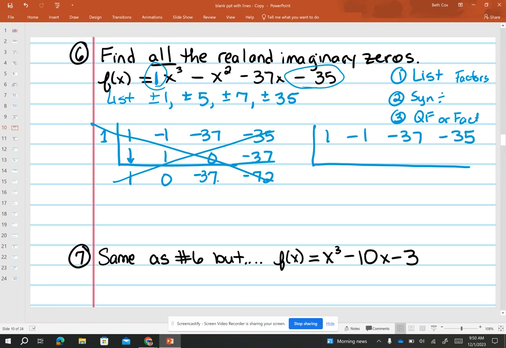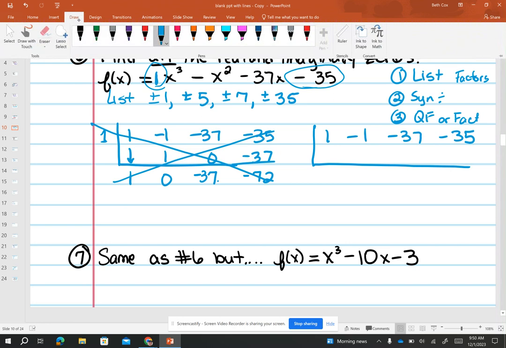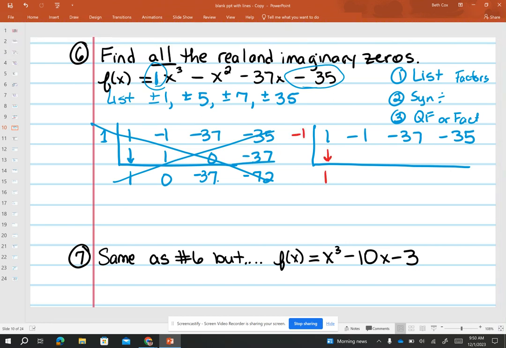I'll do it again. And this time I'm going to guess negative 1. So negative 1 times 1 is negative 1 and negative 2. Negative 1 times negative 2 is 2 and negative 35. Negative 1 times negative 35 is positive 35. I get 0. This is a winner. This is an answer. Okay. So now I've listed, I've done my synthetic division, and now I'm going to do either quadratic formula or factor.